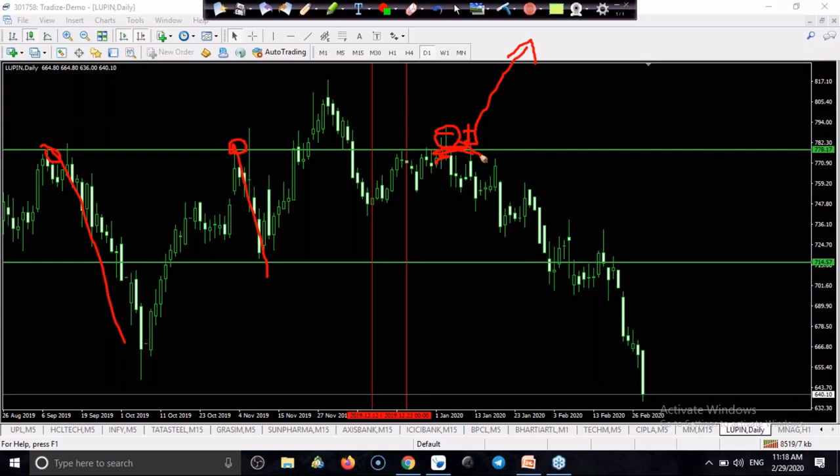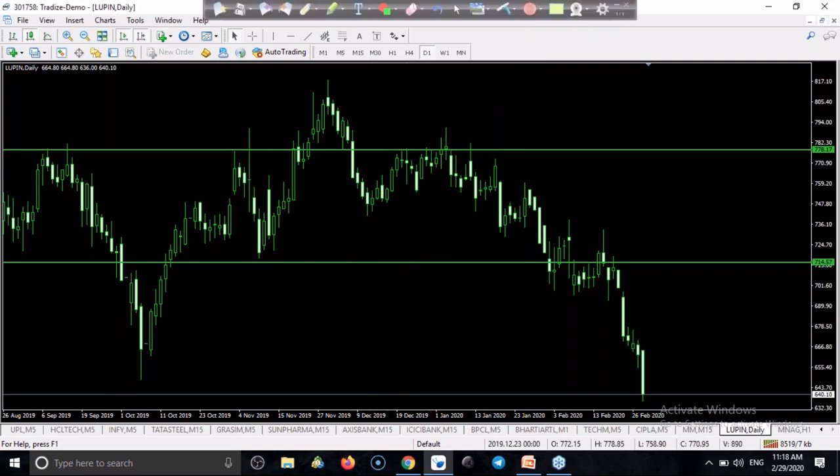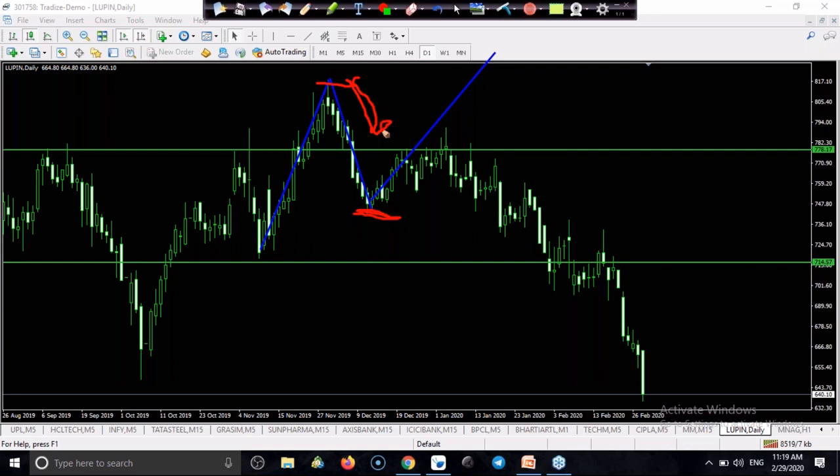But in this scenario we have seen they failed to break this resistance and price started creating lower low, lower high. Let me show you now how they are forming. That was the area of territory, and that was another area of territory. Now we are looking for a breakout but it failed. Here you can see that was the area of territory, and they broke this area of territory. That means they came out from this area of territory.